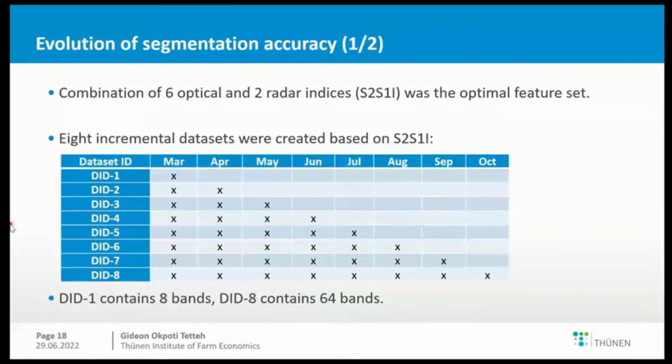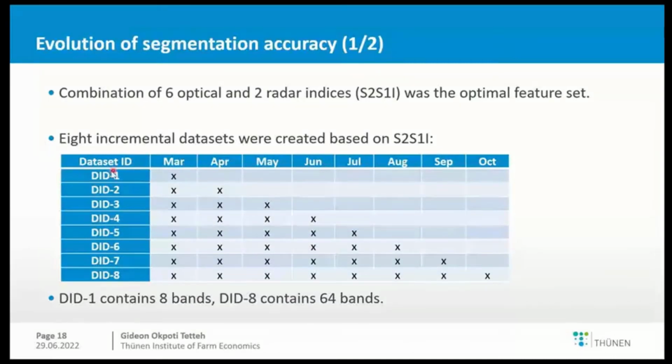So I created several different feature sets, and the optimal combination I found was the one using 6 optical and 2 radar indices, which I named S2, S1I. Based on this particular feature set, I created 8 incremental datasets.